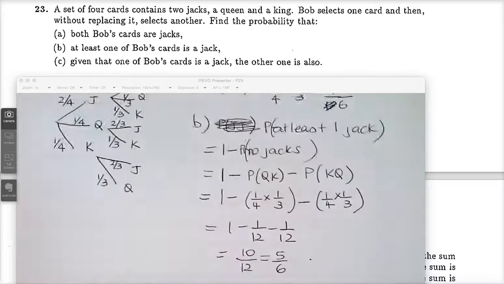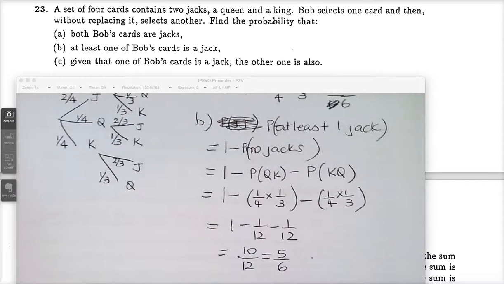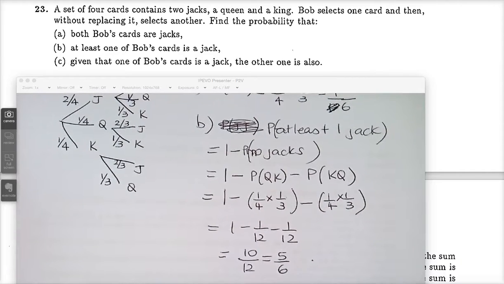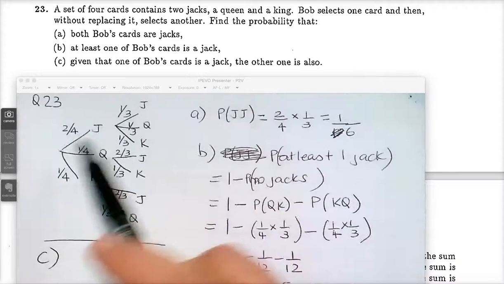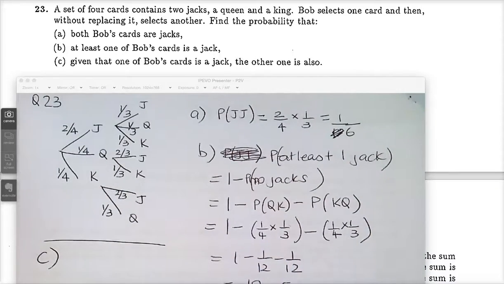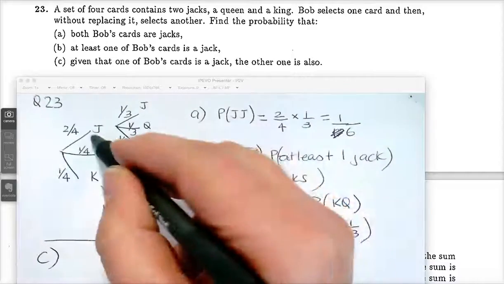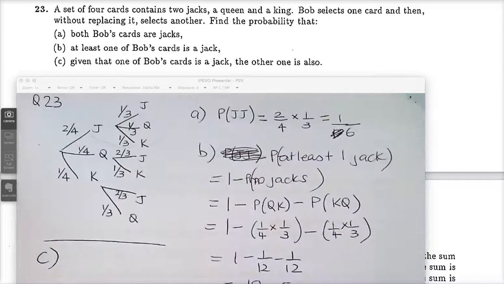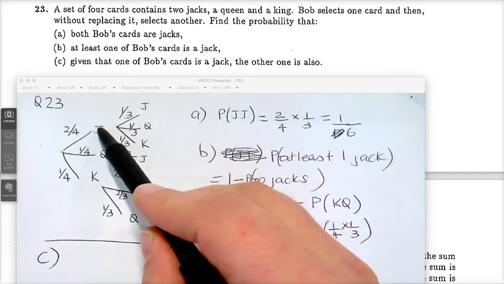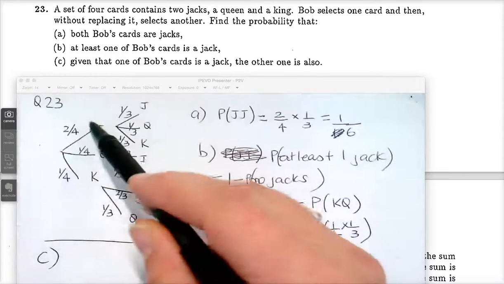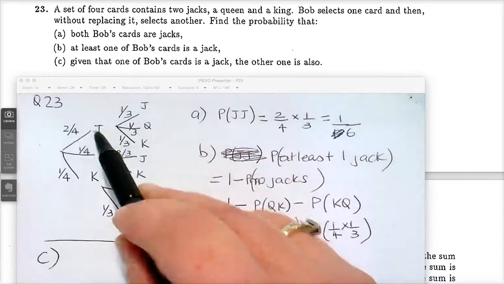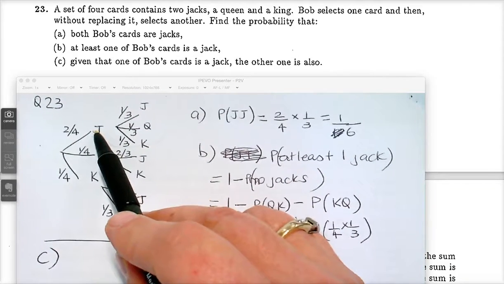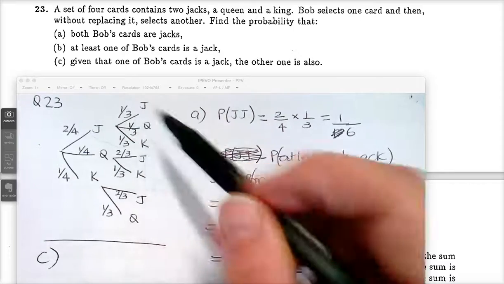C. Given that one of Bob's cards is a jack. He picks one up and then picks another. In other words, you're only allowed to work with this branch. The rest of the tree diagram is not relevant here. Given that one of his cards is a jack, so don't even bother that it's 2 out of 4, because that's a given. One of the cards is a jack. What's the probability that the other one is also? It's just a third.